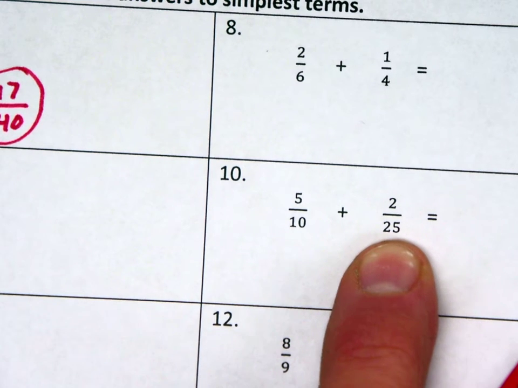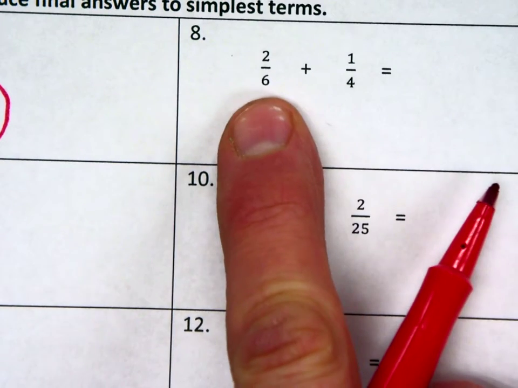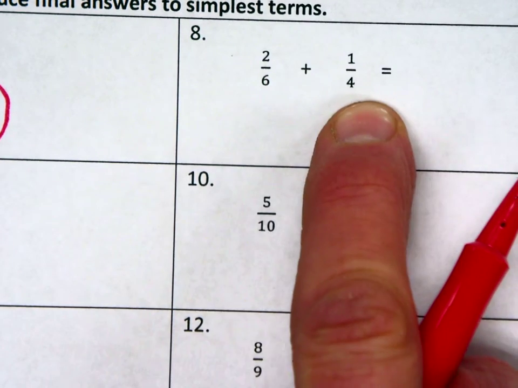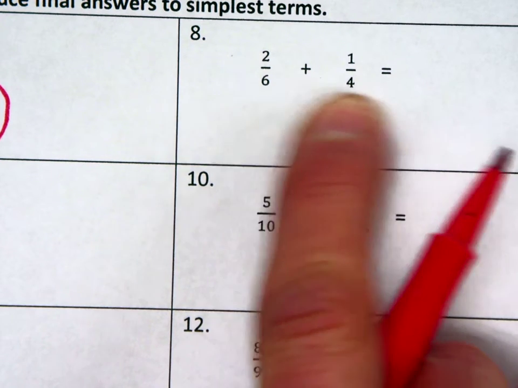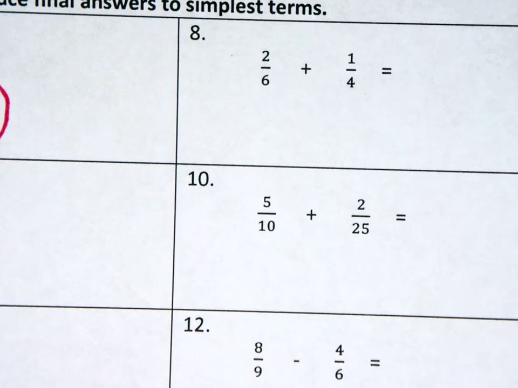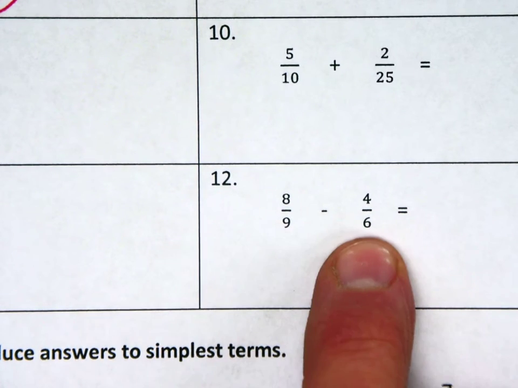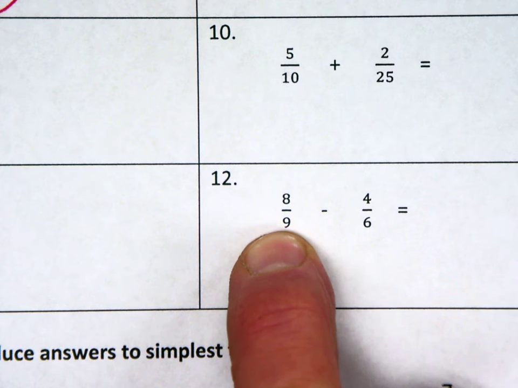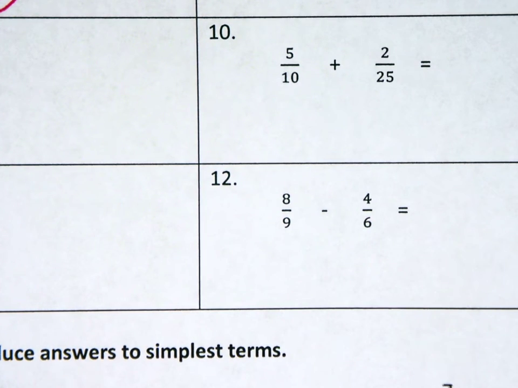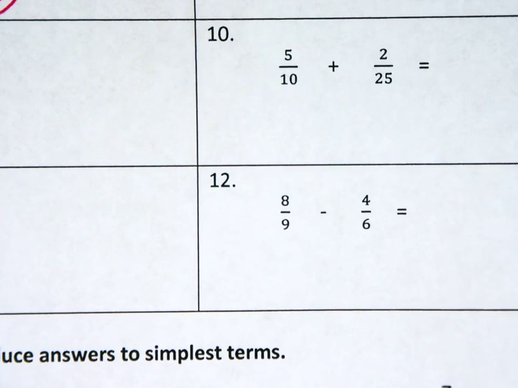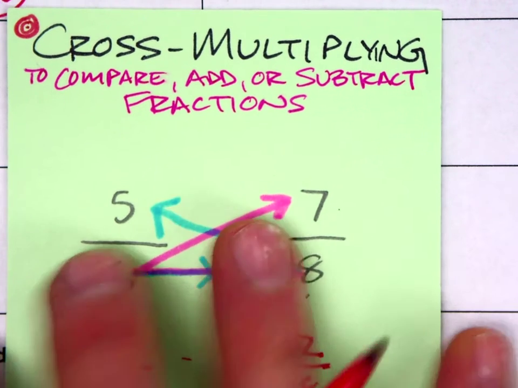Over here is the same one again. Again, 250 will work, but it's going to take a long time to make 250 work. On the top up here, 6 times 4, 24 works, but 6 goes into 12 and 4 goes into 12. So 12 is going to be an easier number to use to solve that. Down here on 9 and 6, 9 times 6 is 54, but 2 9s is 18, and 3 6s is 18. So you might want to use 18s down here. Anyway, this is how to use cross multiplying to add, to compare, or subtract fractions.